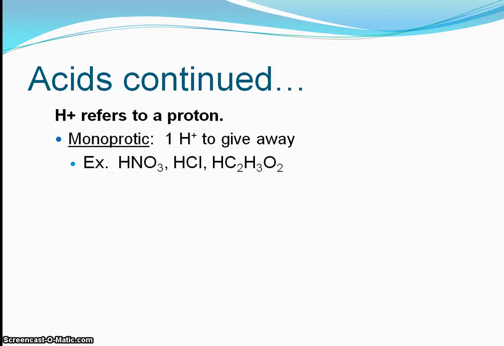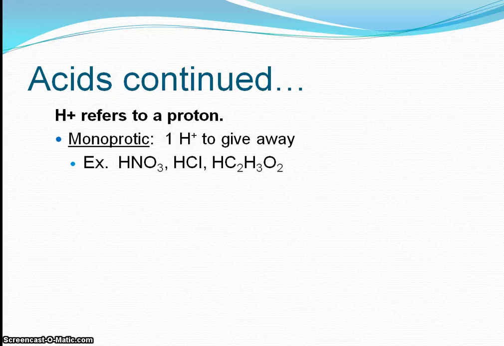And when we say H+, we're referring to just a proton because it actually has no neutrons and no electrons in it. So it's really just a proton. So if I say monoprotic, mono means one and protic means proton. So what that's saying is that you have one H+ to give away. And you'll see that because the acid is written with the hydrogens in front, and those hydrogens are the ones that can be given away.